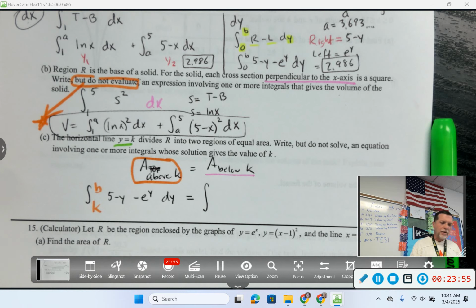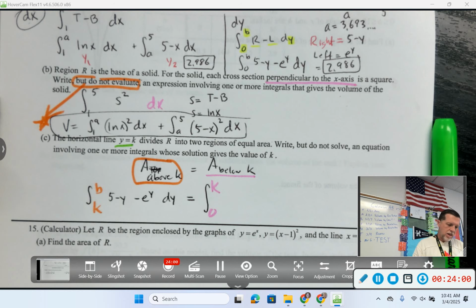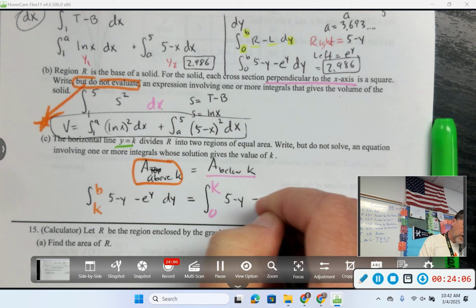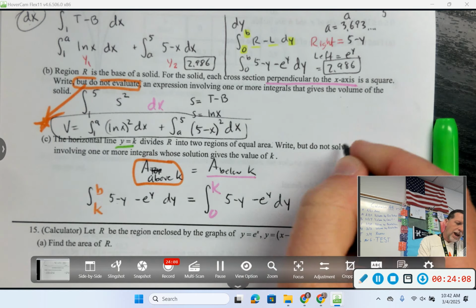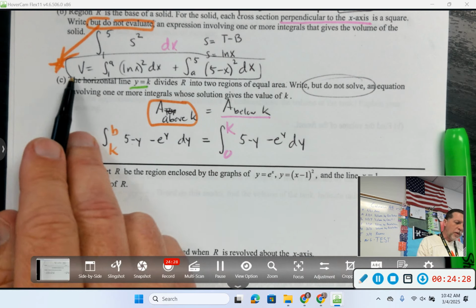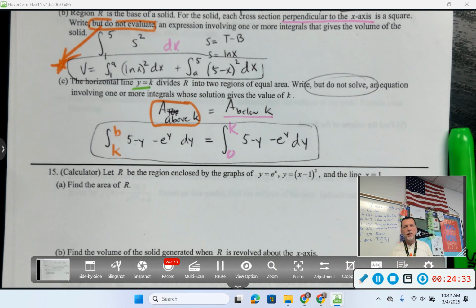What about below k? What are my limits? 0 to k. And my integrand is the same. It's still the same right minus left. 5 minus y minus e to the y dy. And this is another write but do not solve. So I'm done. That one would be a pain to solve because you'd have to integrate by hand and plug in k as a variable and b is that ugly number. Like, ugh. They probably should have made you solve part B, but there's no way they would ask you to solve part C because that would be ugly.